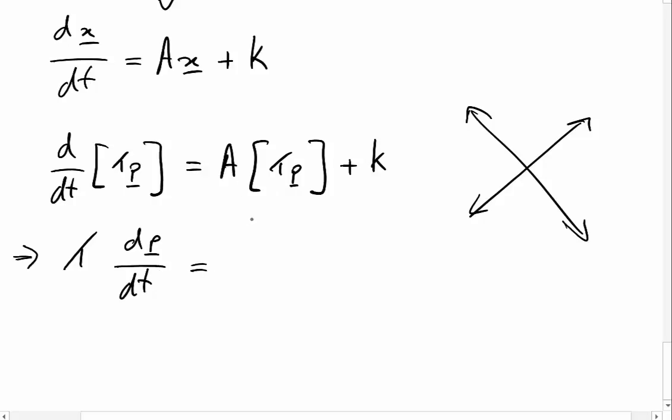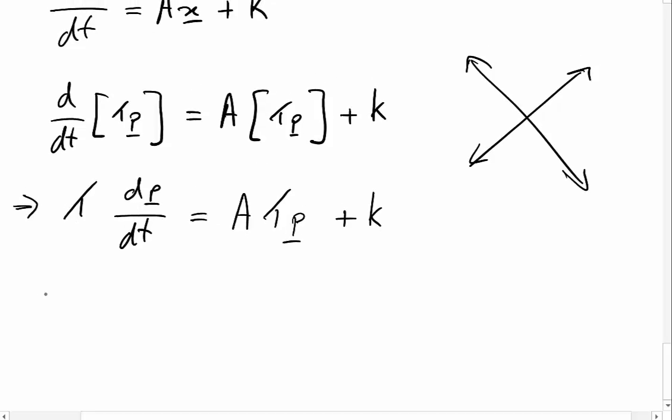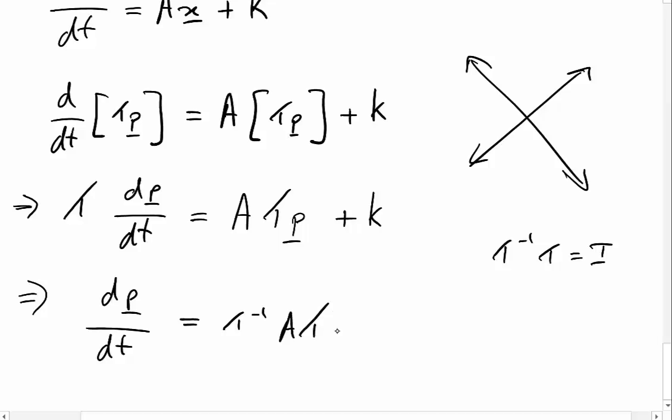And likewise, what have I got here? Well, I've got ATP plus K. Essentially all I'm trying to do is solve this system. So first things first, I want to get dP by dt on its own, so I'm going to take T over the other side. But remember, T is a matrix, so I can't just divide by T. I can't divide by matrices. I have to multiply by its inverse. T inverse times T is just the identity matrix, the equivalent of 1, so I can get rid of that. So I end up with T inverse AT times P plus T inverse times K.